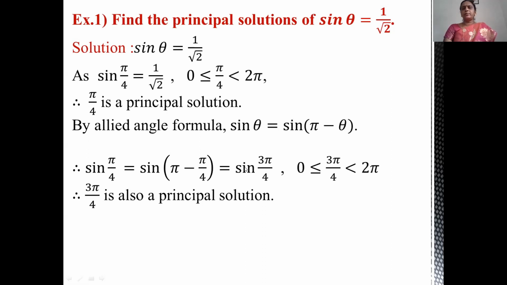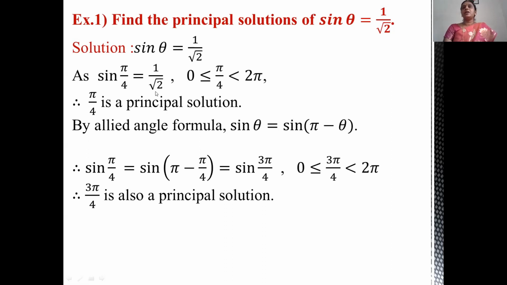Now, convert this 3 pi by 4 into degrees. How many degrees is it? 3 pi by 4 means 135 degrees. You have studied in your 11th standard how to convert degree angles into radians and radians into degrees. To convert this 3 pi by 4 into degrees, you multiply 3 pi by 4 by 180 divided by pi. And after simplification, 3 pi by 4 is 135 degrees. And obviously, 135 degrees lies in the interval 0 to 2 pi. Therefore, this is our second principal solution.